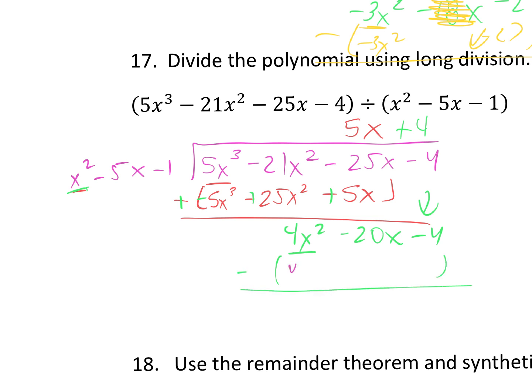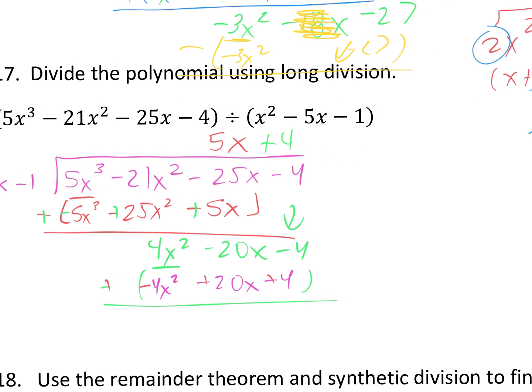4 times x squared is 4x squared. 4 times negative 5 is minus 20x. 4 times negative 1 is negative 4. And then what do I do with all my signs? I have to change them. I'm going to distribute, distribute, distribute, distribute. And what do you see happens? Everything cancels out. So what do you have left over? 5x plus 4. That's it. No remainder. If you had one, you would put it over the x squared minus 5x minus 1.